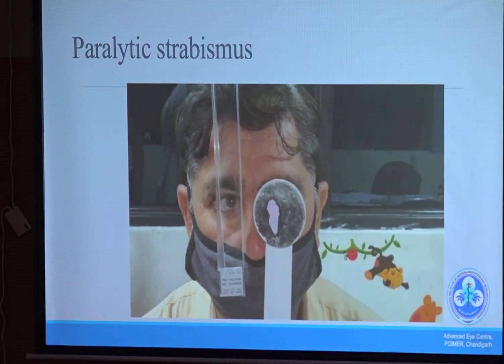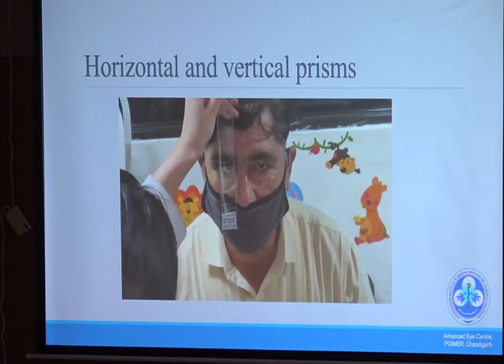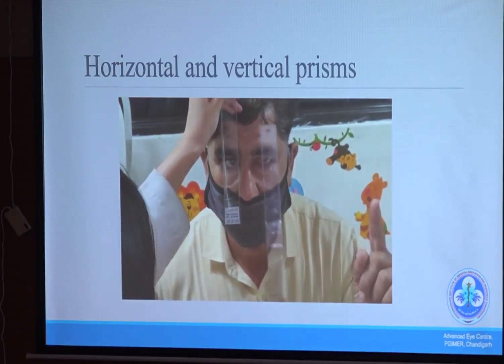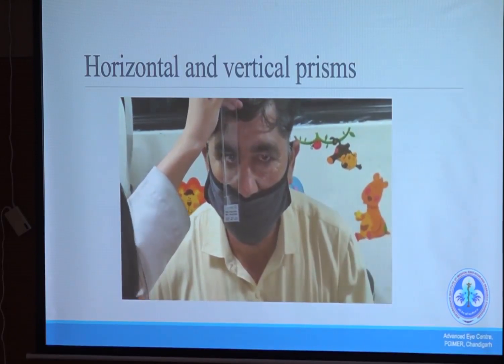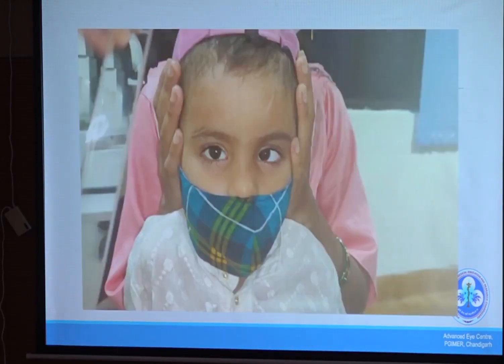Now in paralytic strabismus, you have to remember you have to put prisms in front of either eye, in order to document the deviation and again prove that it's a paralytic squint, because the deviation would be different when you put prisms in front of different eyes. Now again, horizontal and vertical prisms can be stacked, but it's always better if you put horizontal in front of one eye and vertical in front of the other eye.